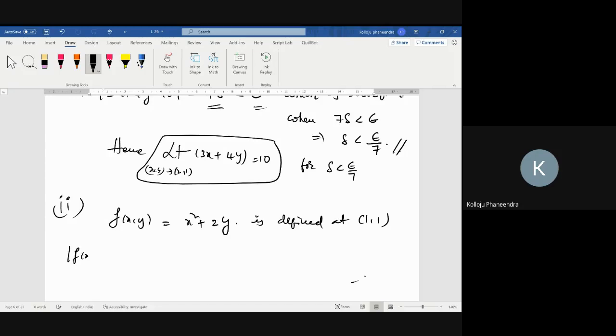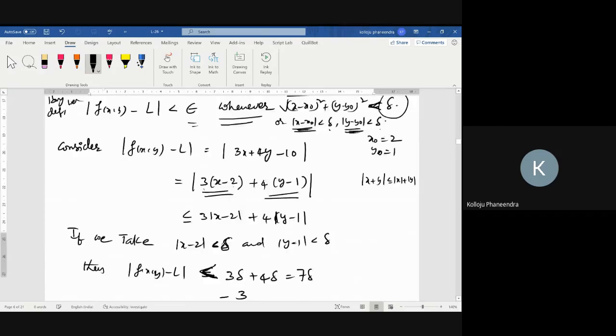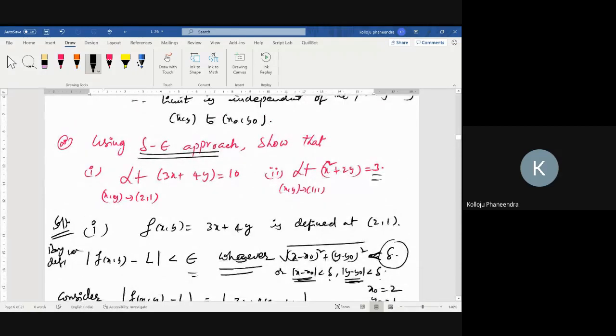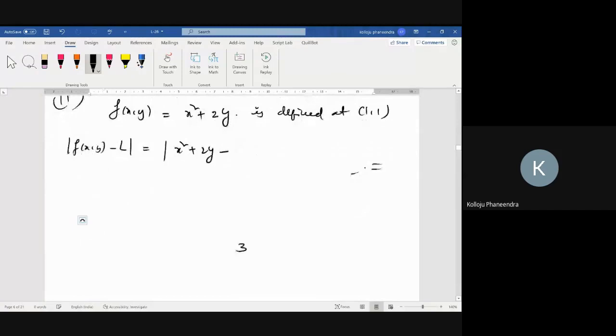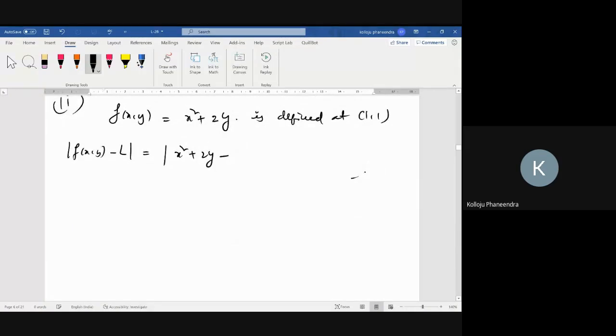First, let us consider this point, f(x,y) minus L. And what is given? It is x square plus 2y. And what is the limit value given in the problem? 3. Yeah, 3 is given, right? Oh, this is minus 3. And here, what is x naught, y naught? (1,1). So x minus x naught means I have to get x minus 1 terms. And y minus y naught means I have to get mod y minus 1 terms in this expression.